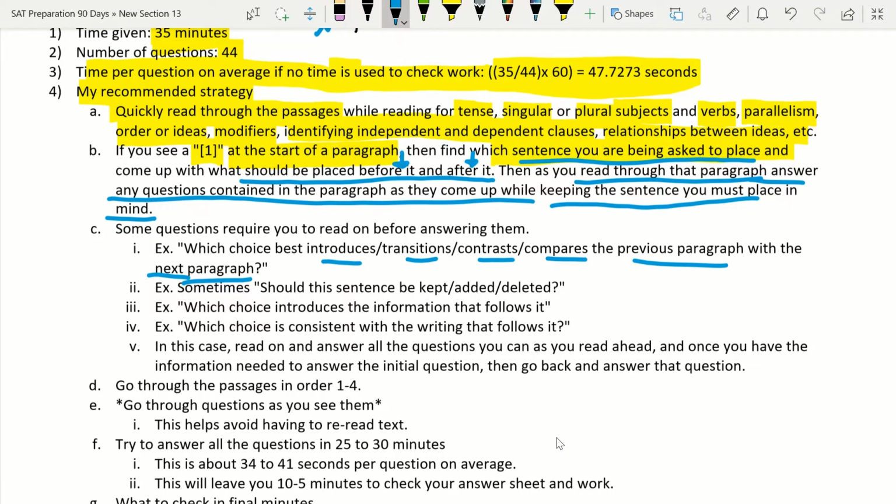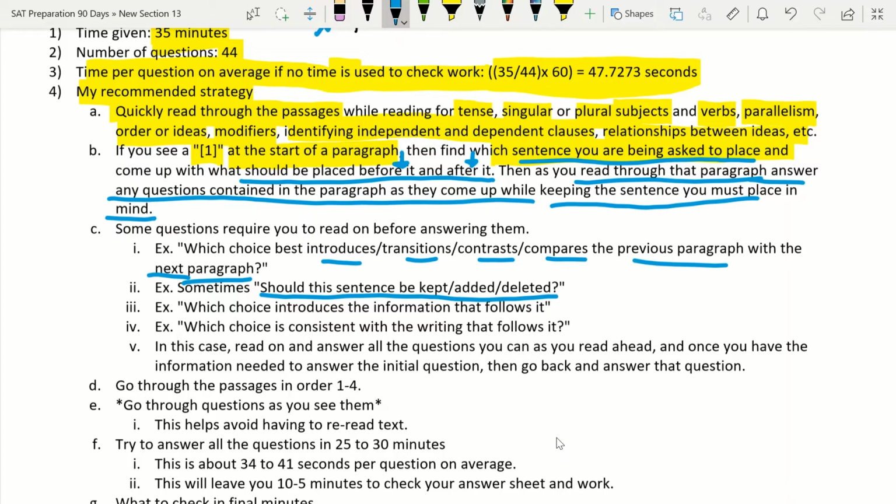Another type of question where you have to read on before you can answer would be a question like this: should this sentence be kept, added, or deleted? In a question like that, you have to know the context surrounding that sentence, so you need to know what comes after it. If what comes after it doesn't make sense for that sentence to be kept or added, then you want to get rid of it. If what comes after it requires that sentence to be kept in order to make sense, then you know you need to keep it. So certain questions require you to understand the context around them, and sometimes that means you have to read on before you can answer them.